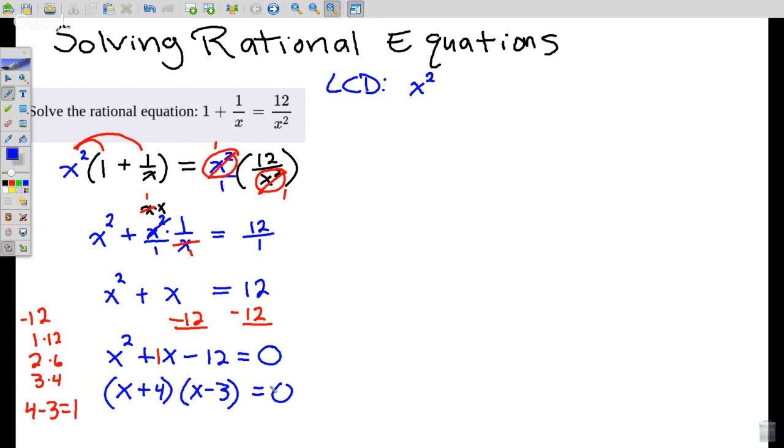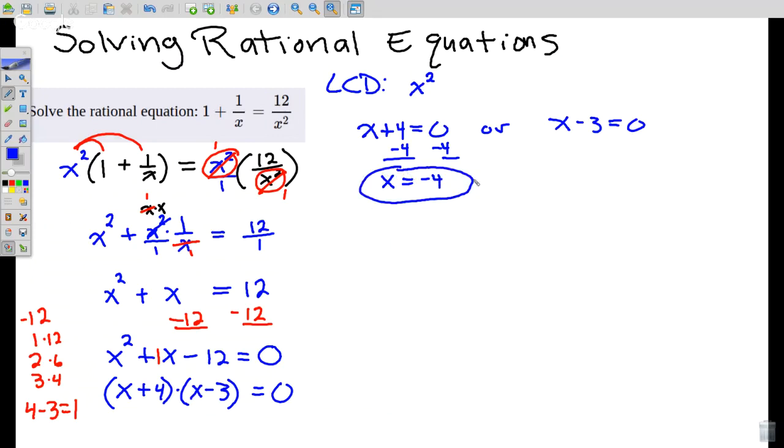The zero product rule says once you have the factors, you can break it up. So either x plus 4 equals 0, or x minus 3 equals 0. Subtracting 4 from both sides, get x equals negative 4 as one option. Circle out, hoping it's right. Or, adding 3 to both sides on this version, I get x equals 3 as another possible answer. Now, I'm calling them possible answers because I really don't know. All of this work just gives me an educated guess.